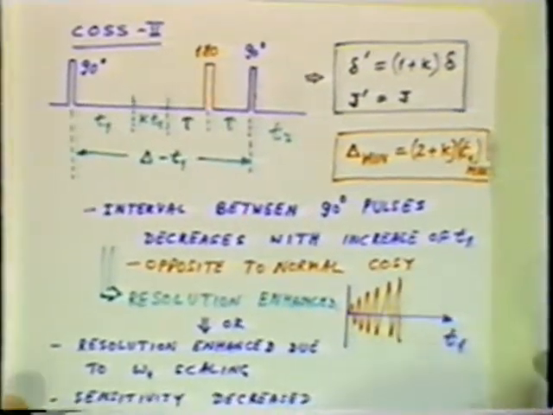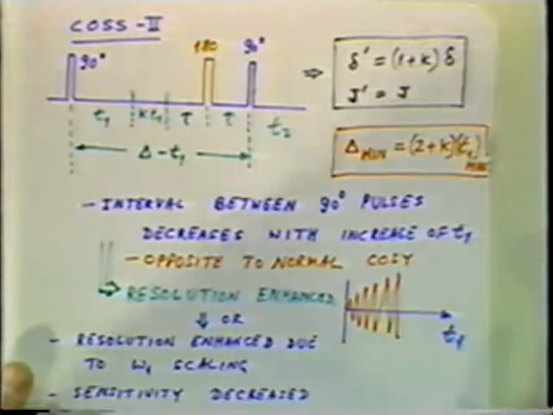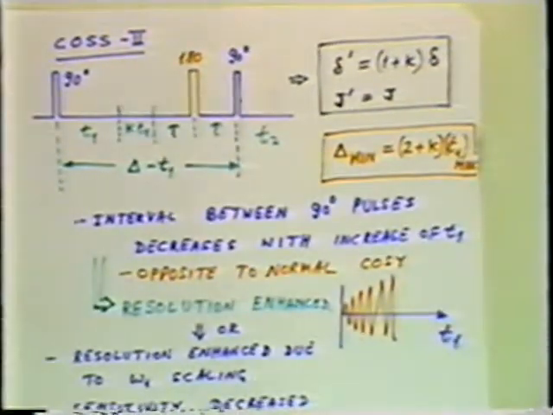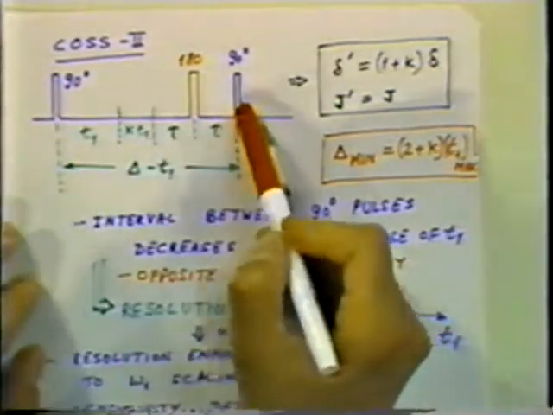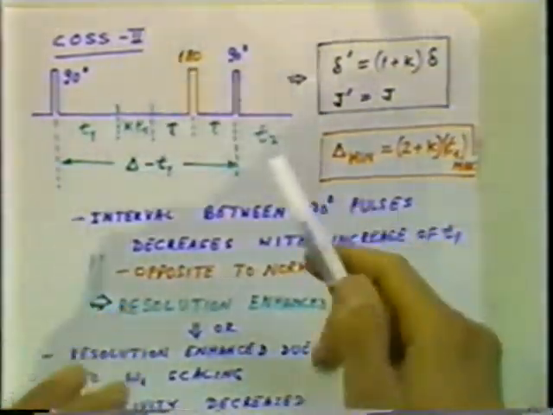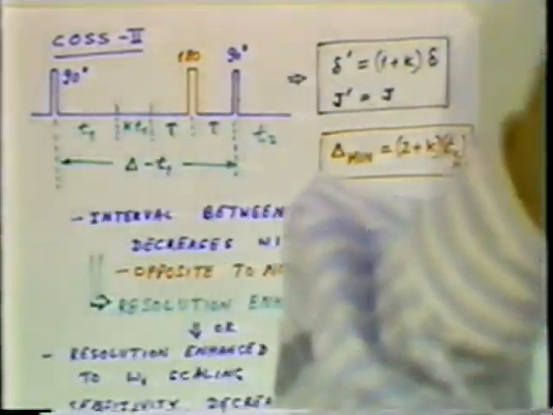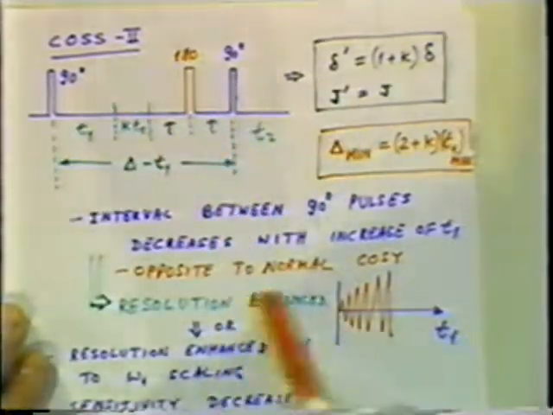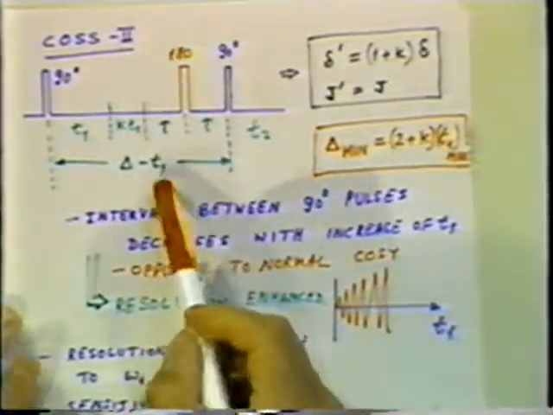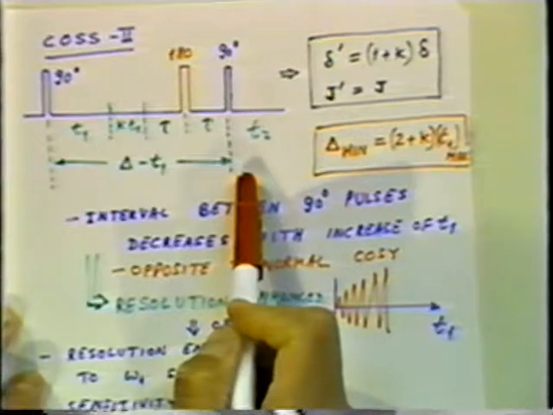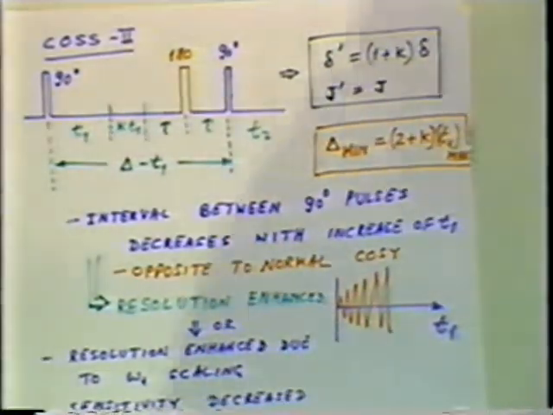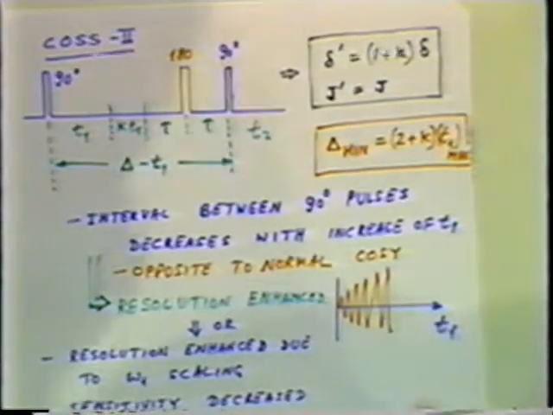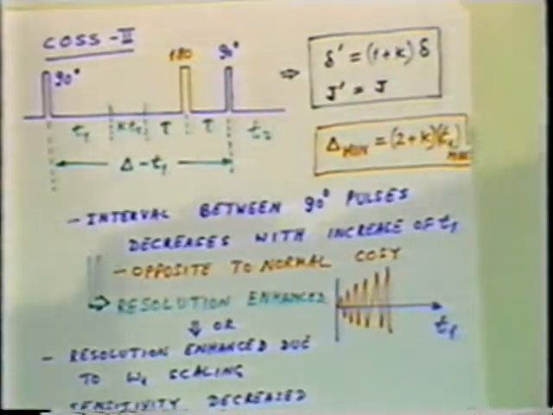And this experiment has an interesting feature. The feature is that the interval between these two 90-degree pulses, which is the real period in which you're doing coherence transfer, is largest for the smallest value of T1. And as you increment T1, the interval between the two 90-degree pulses is decreasing. This is opposite to all the experiments that we have so far thought about.